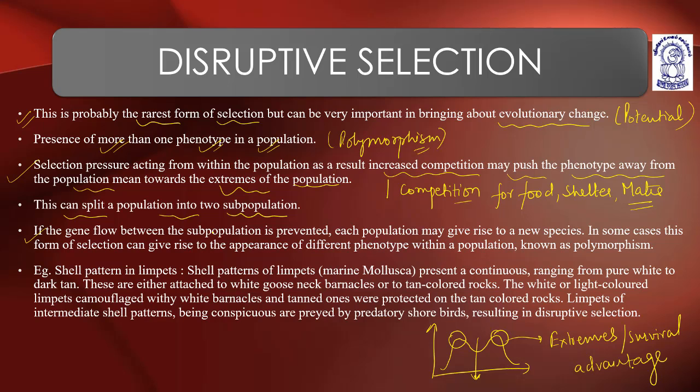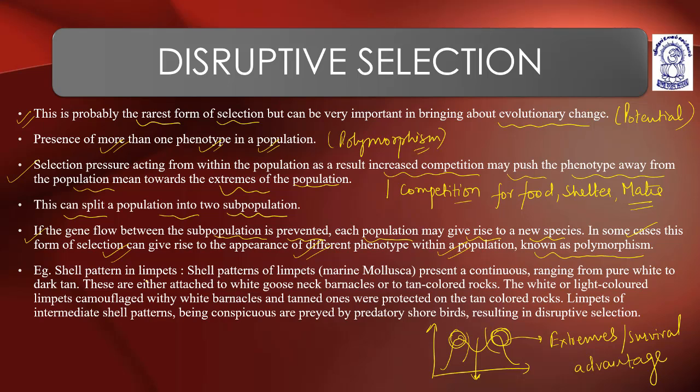If the gene flow between the subpopulations is prevented, if anyhow the gene flow between the members of the subpopulations is prevented, each population may give rise to a new species. So each of these extreme populations can now detach and can form a new species. In some cases, this form of selection can give rise to the appearance of different phenotypic characters within the same population, known as polymorphism, as we have studied in case of blood groups and in case of sickle cell anemia.